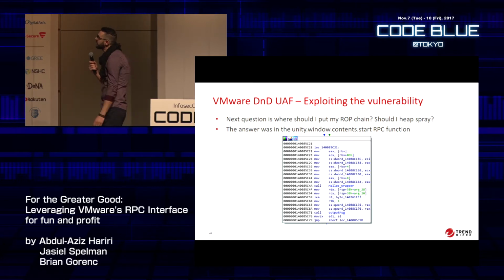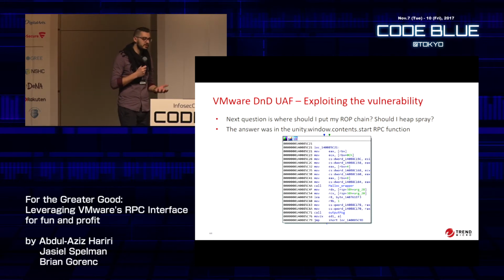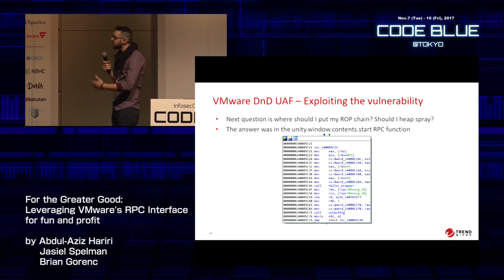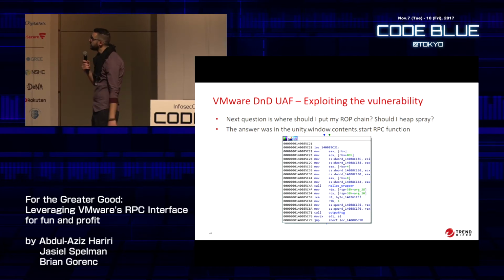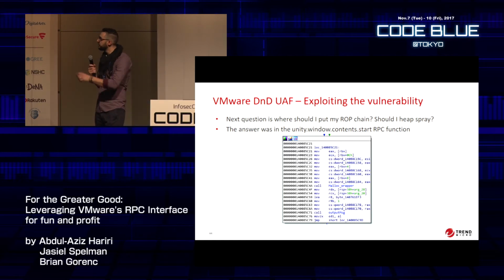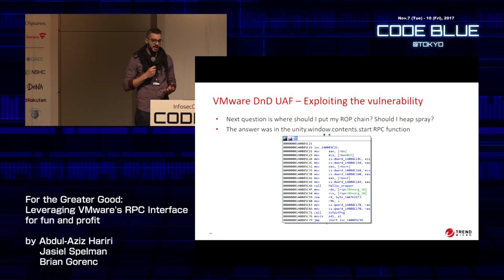So I did some reversing. Basically, we're only limited to RPC functions. Again, we don't have JavaScript, we don't have that luxury, so we're just going to play by the rules, which is RPC functions. I started reversing these RPC functions, and I stumbled across unity.window.contents.start. This is a really interesting function. What it does is it grabs an RPC request and stores the arguments passed to that function in a global variable. That basically solves our problem if we have a memory leak, because we know exactly where our ROP chain can reside. If we have a memory leak, we know the offset of that global variable, and then we're good.